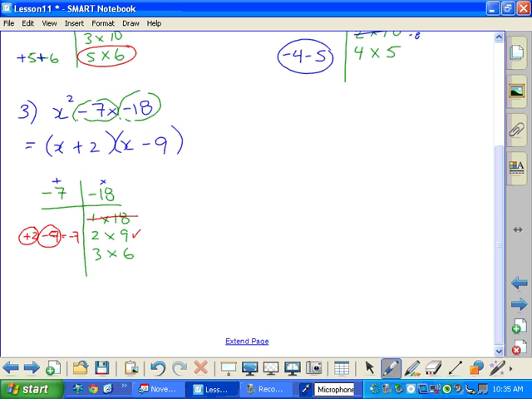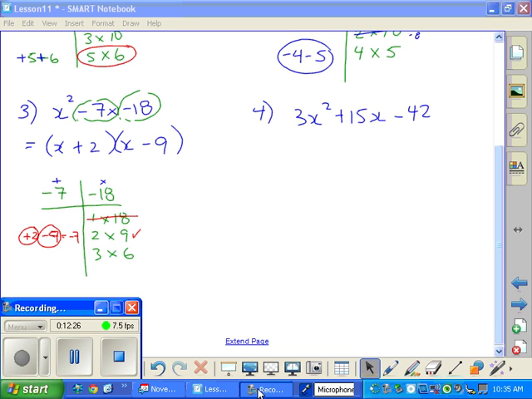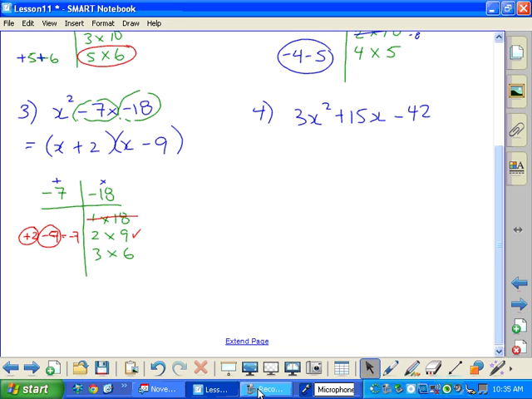All right. The only other thing I want to show you that you could run into is an example that looks like this. So let's go through and we'll do 3x squared plus 15x minus 42. The first thing you try, always, is you try to see if there's a common factor, and that's what I'm going to do here. I'm going to see if there's a common factor with this particular question.